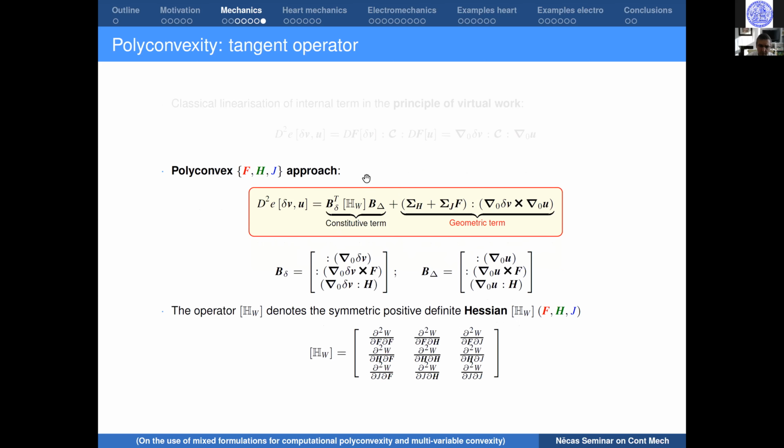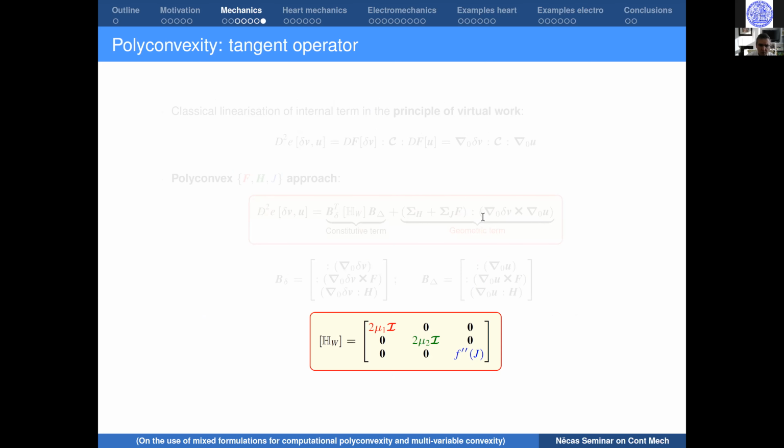The constitutive term has in the middle this Hessian operator with respect to the three entries upon which the energy is expected to be convex, namely F, H and J, which you can see here. We know that if we have an energy which is polyconvex, it's going to be positive definite or semi-positive definite. And this geometric term, very interestingly, in the case of considering rank 1 tensors for this gradient and that gradient, which is the requirement of rank 1 convexity, will drop. And that's why we can say that we have done a very nice split between constitutive and geometric terms.